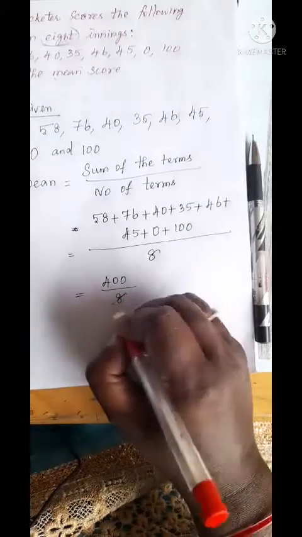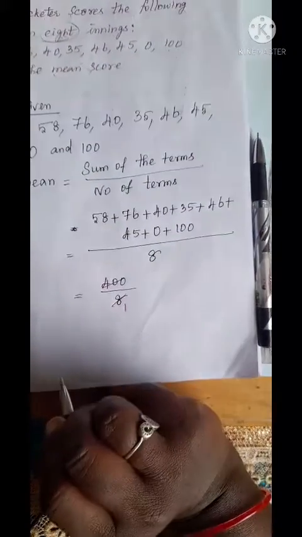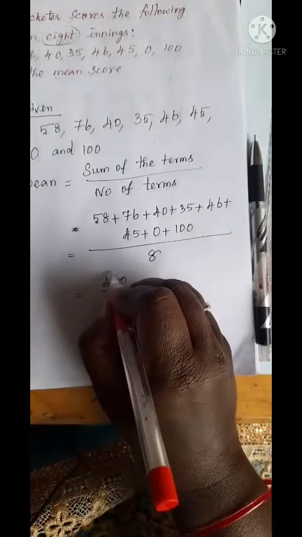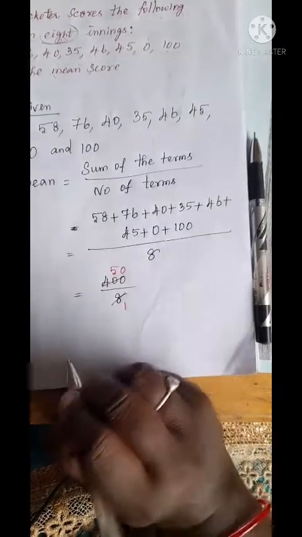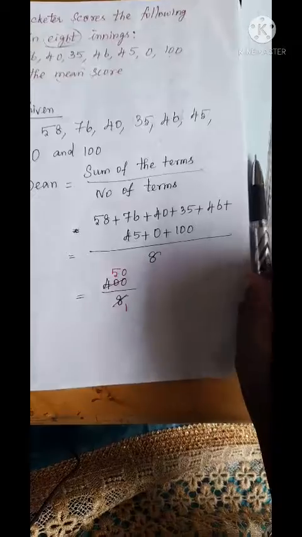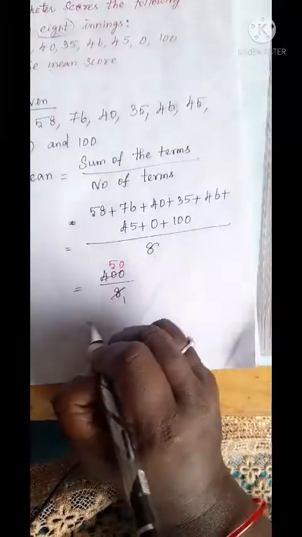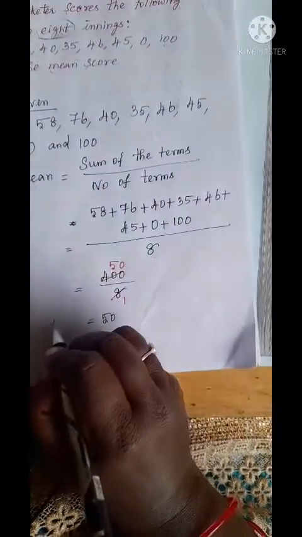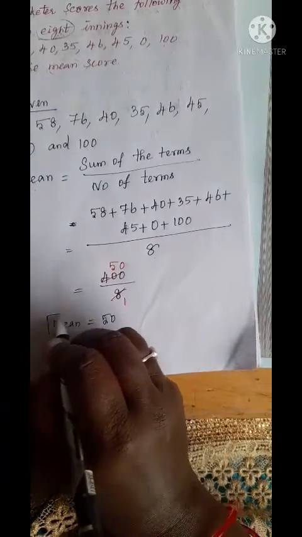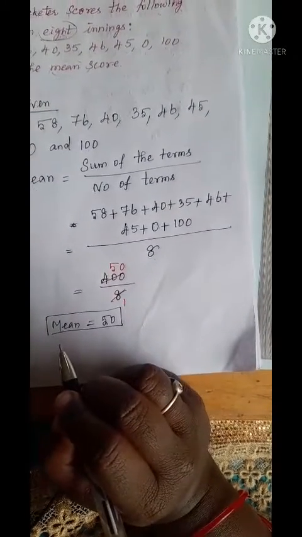Simplify this. 1 8 is 8. How many 8s are 40? 5 8s are 40. Then 0. So the answer is 50. So the arithmetic mean is 50.